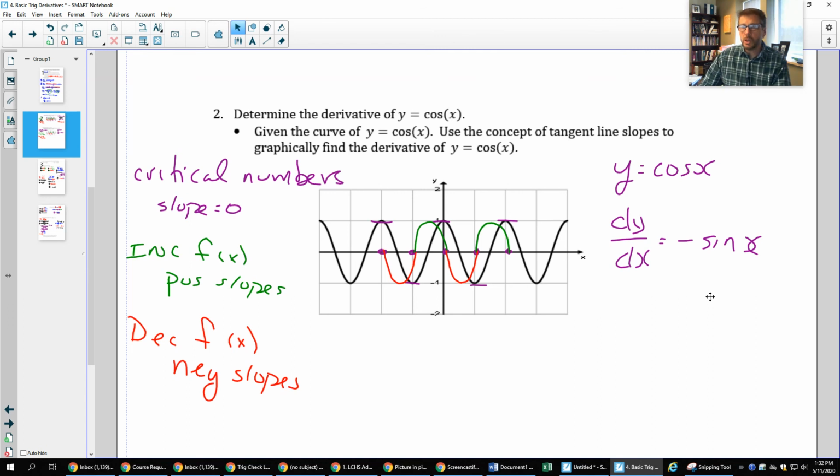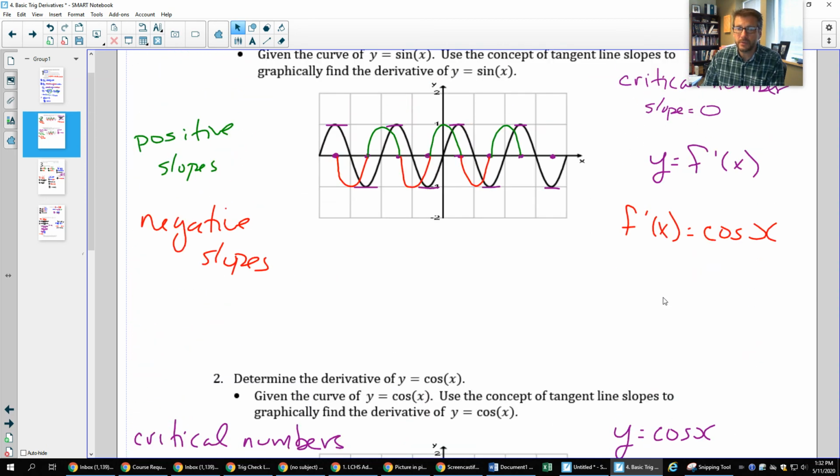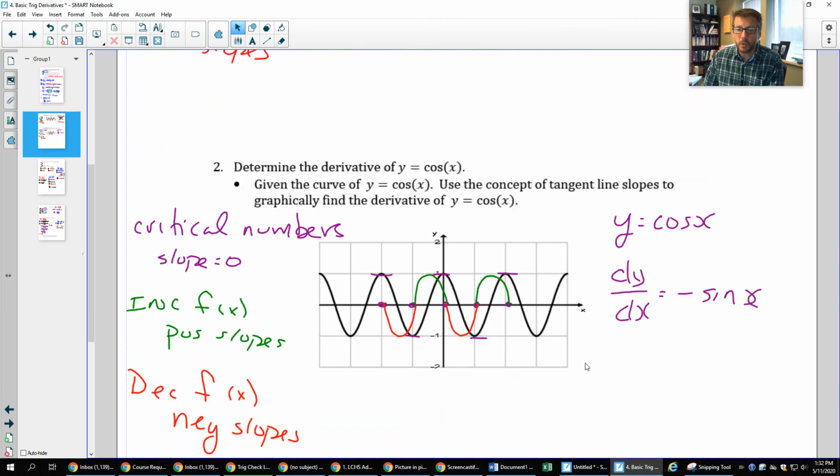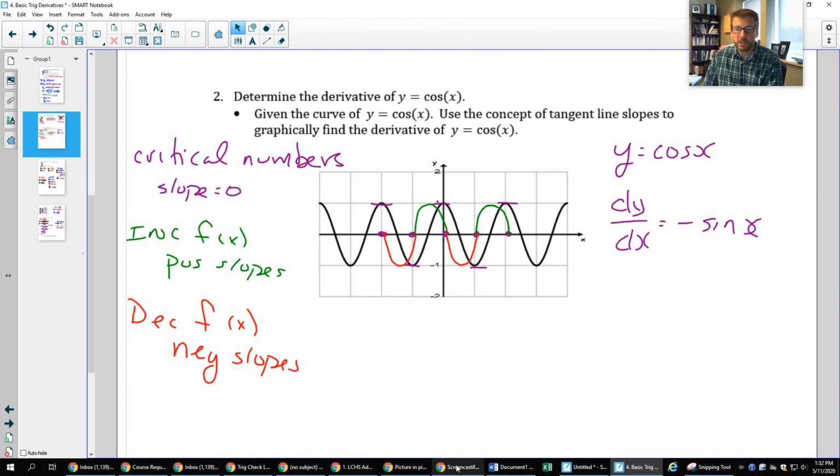All right, we're going to stop our video here. We're going to do a second video that shows how we use this information. The derivative of cosine is negative sine, and the derivative of sine is cosine. We're going to use those properties now to actually take some derivatives.